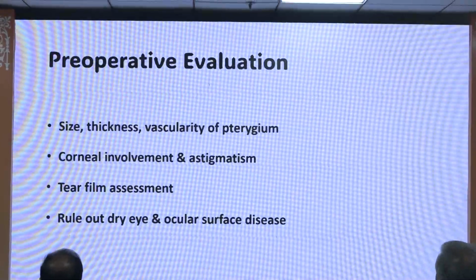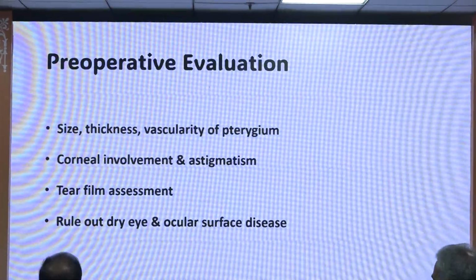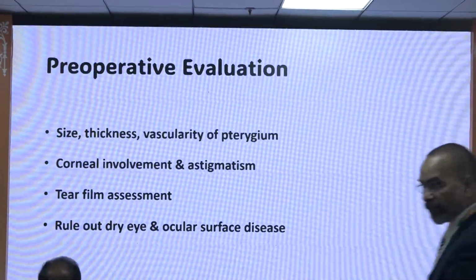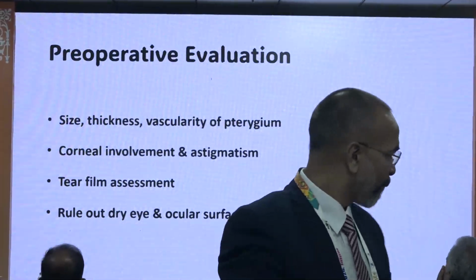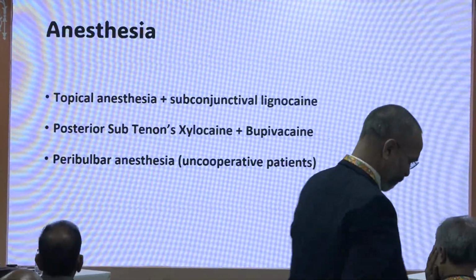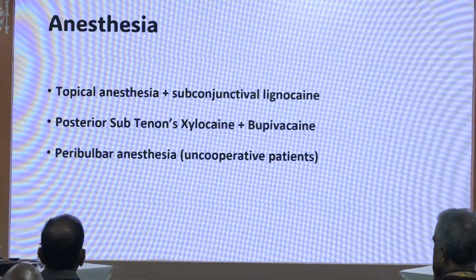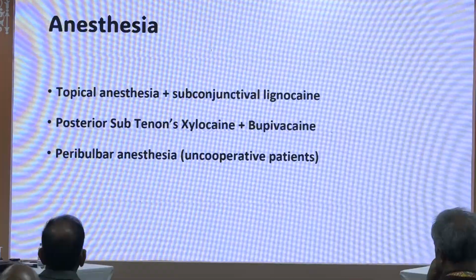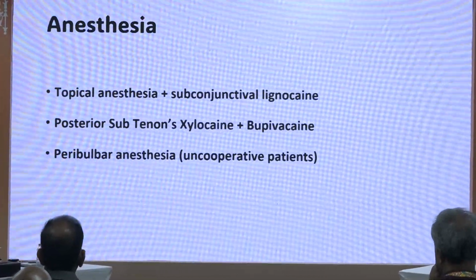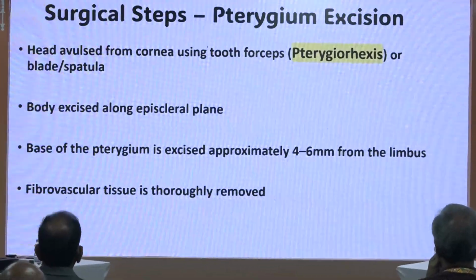The size, thickness, vascularity, the grading, corneal involvement, and the amount of induced astigmatism are all measured before surgery, and the tear film is assessed to rule out dry eye disease and ocular surface disorders. The surgery is usually performed under topical anesthesia with subconjunctival lignocaine. Sometimes posterior subtenon xylocaine, bupivacaine can also be given. In case of very uncooperative patients, peribulbar anesthesia can also be used.